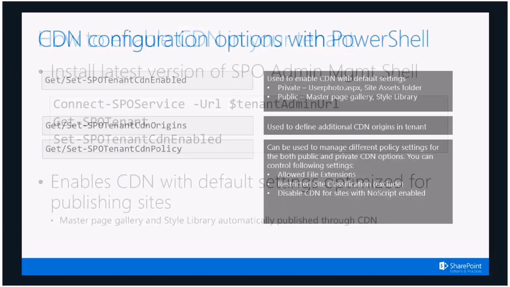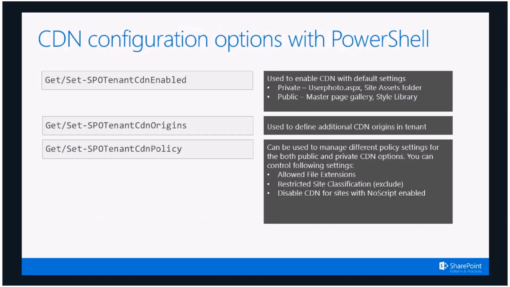We have a few new commandlets in the SharePoint Online Management Shell for managing the CDN capabilities. Get and Set-SPOTenantCdnEnabled, so you can check if it's enabled and enable the capabilities. Get and Set-SPOTenantCdnOrigins is used to tell the CDN capability which document libraries or folders we actually serve content to the CDN from.